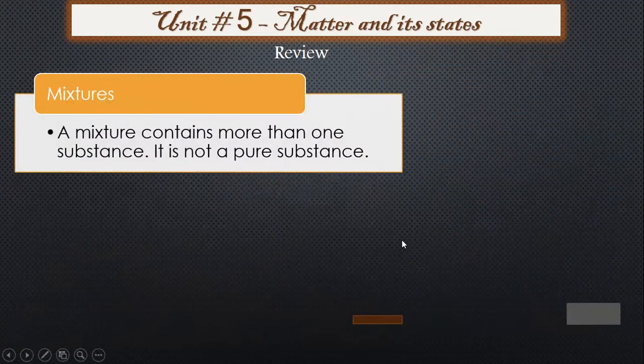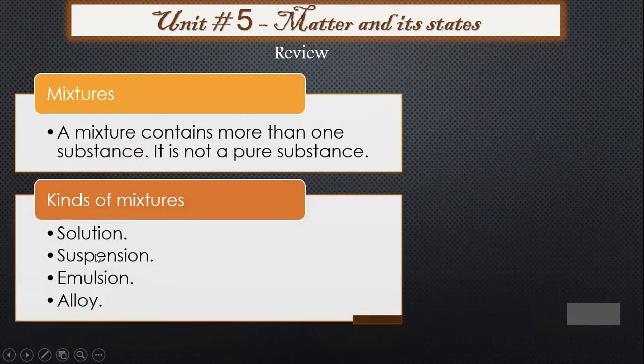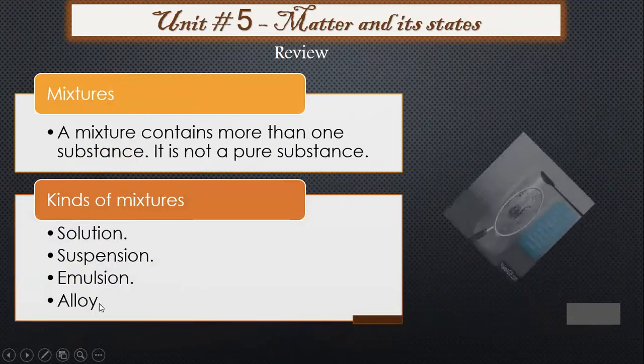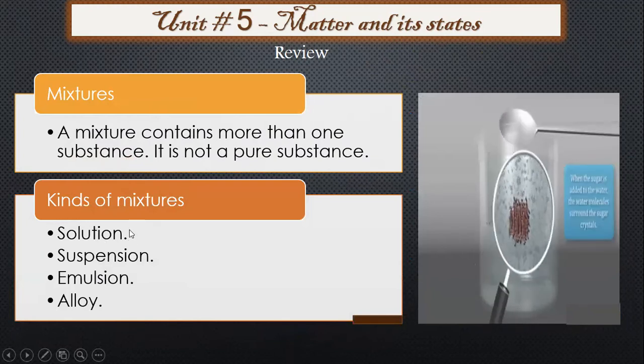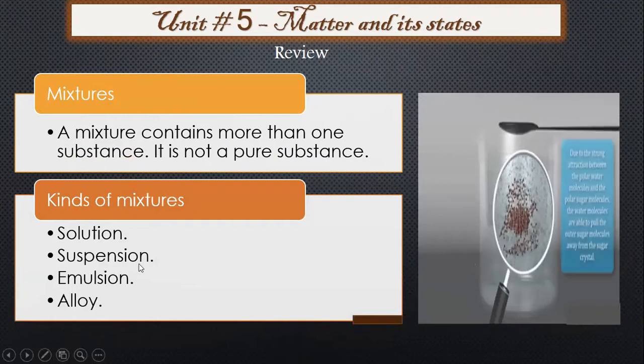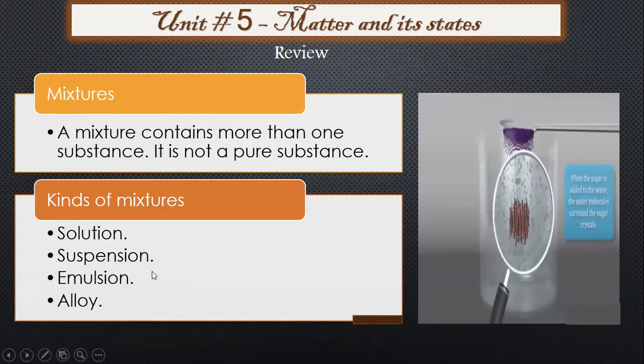We read about mixtures and their kinds. What is a mixture? Students, a mixture contains more than one substance. It is not a pure substance. Kinds of mixture are solution, suspension, emulsion, and alloy. As you can see, in a solution the solvent completely dissolves the solute, and in a suspension the solute cannot be dissolved in the solvent, like a mixture of sand and water, chalk and water. Emulsion is when two liquids mix together like oil and water, they are not mixing properly.